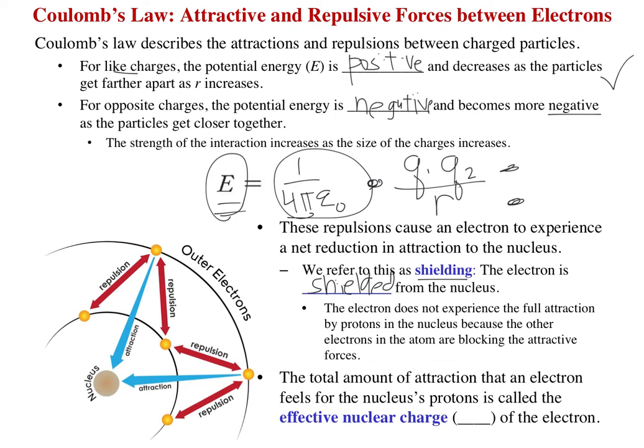So the total force that the electrons on the outside are going to feel is called effective nuclear charge, or Z effective. And this is a concept that's going to explain a lot of our periodic trends. So we'll spend a lot of time studying the meaning. So hopefully the rest of the trends aren't memorization, but rather using this concept to explain.